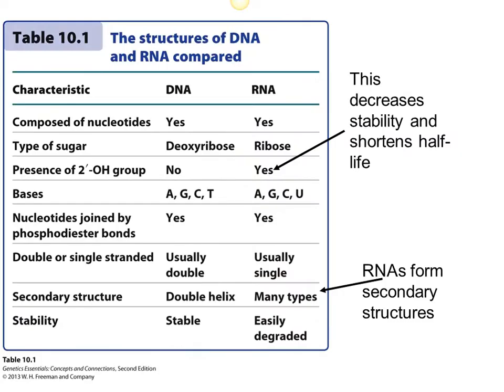So the structures of DNA and RNA compared. You can probably review most of this on your own, but I will emphasize that the presence of the 2' hydroxyl group that is present in RNA but not DNA is what decreases stability and shortens the half-life of the RNA. Of course, you have a U, a uracil, nitrogenous base instead of thymine. And you actually have some secondary structure in RNA. In DNA, the secondary structure is the double helix, but in RNA, you also have a secondary type of structure. The RNA is not very stable compared to DNA.